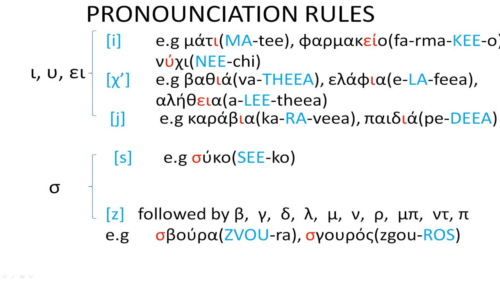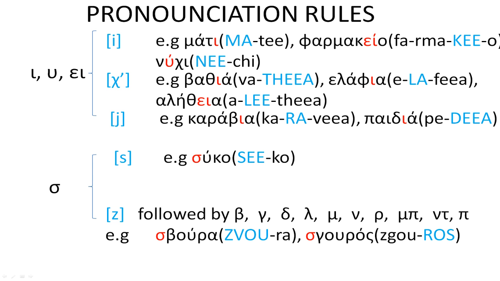In the second way, it is as if a small he comes into the pronunciation. So we have, for example, βαθιά, βαθιά, which means deep, ελάφια, ελάφια, which is the plural of the word deer, and αλήθεια, αλήθεια, which means truth.